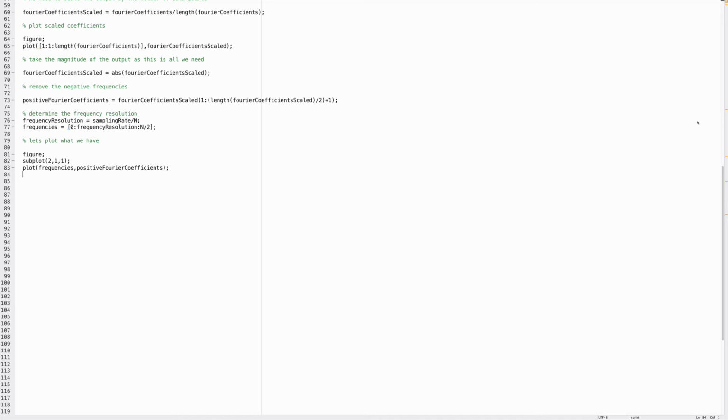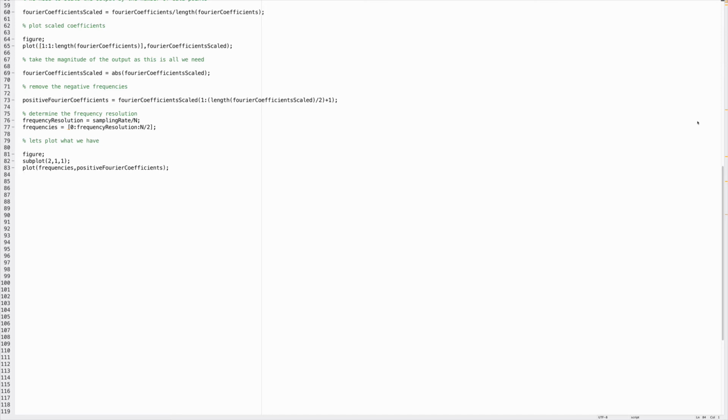Now, the next step is we want to remove those negative frequencies. We do that by just keeping the positive Fourier coefficients. Now, there's one small trick here. You'll notice that the vector that I'm using here to do this has a +1 at the end. The reason for this is really important. The Fourier transform also gives us amplitude at 0 hertz, which is the absence of a sine wave. And that's the very first frequency bin. So we actually get output that includes 0, then the positive frequencies, and then the negative frequencies.